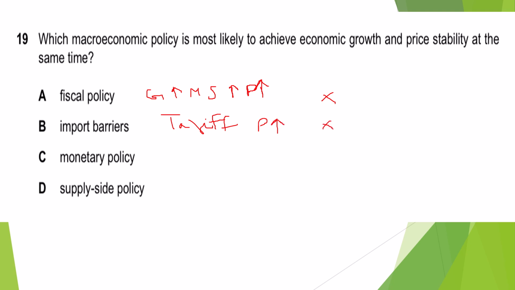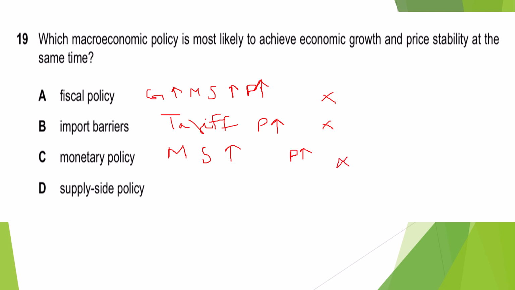Next, monetary policy. For monetary policy, if the government wants growth, it will either increase money supply or reduce the rate of interest. So for economic growth, it will also have an impact on prices, because money supply and prices have a positive relationship. If money supply increases, people have more money, they are going to demand more, and prices are going to increase. So this would also not be the answer.